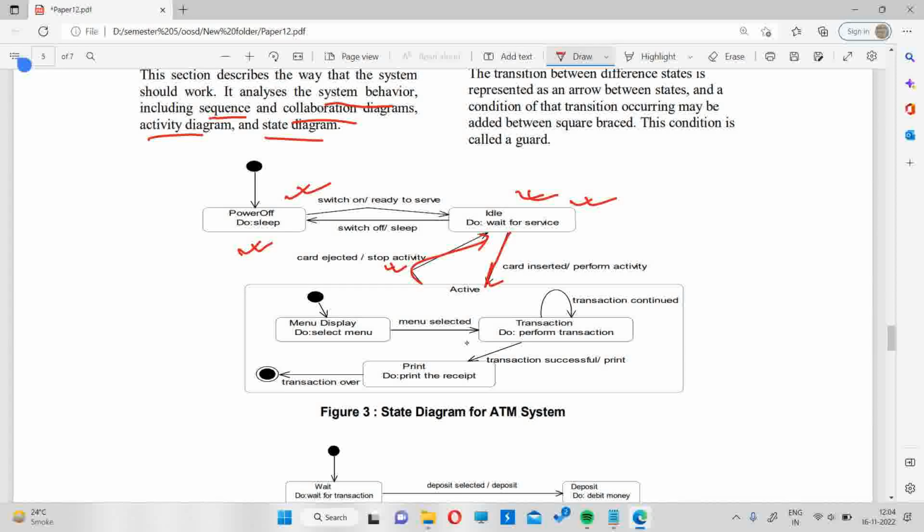Now in the active state, there is one menu which displays different types of options. Now when you select a menu option, that particular transaction will occur and that transaction will be continued. Now when that particular transaction is successful, you get a receipt, and when you get a receipt, your transaction is over. Then, when your transaction is over, you just take out your card. When you take out your card, it will again go to the idle state, and after the idle state, if it is switched off, then it goes into a sleep state.